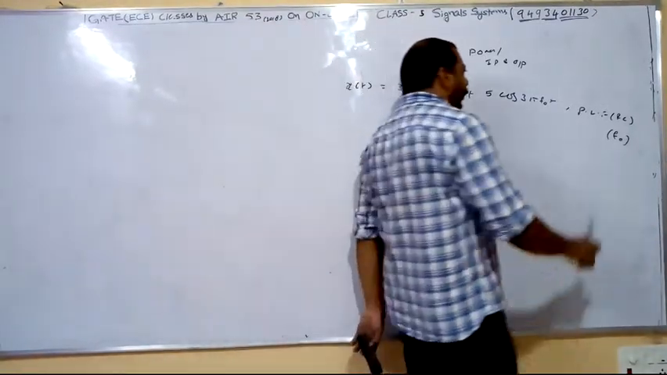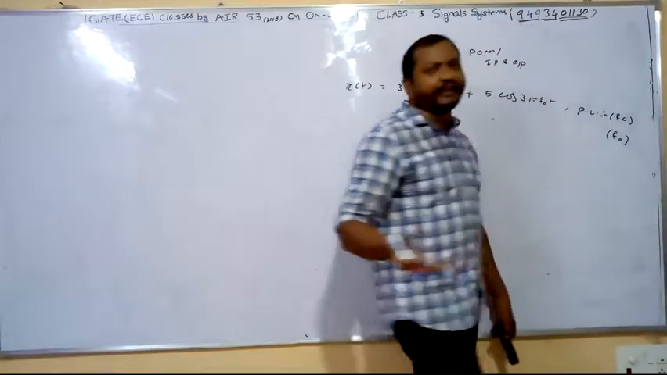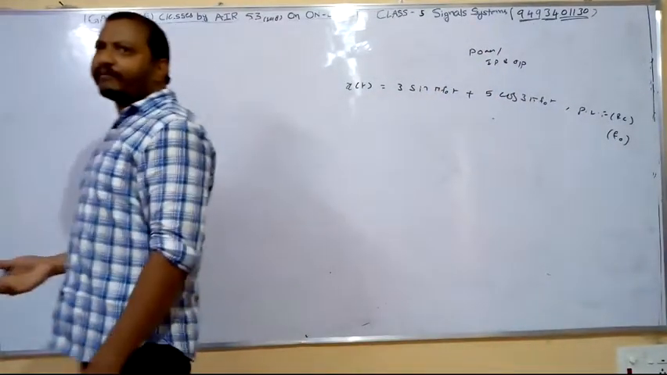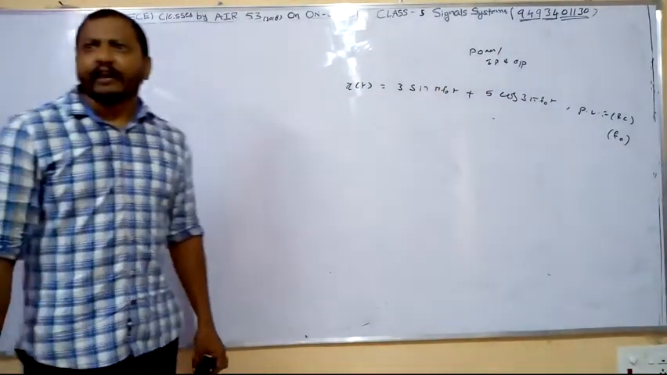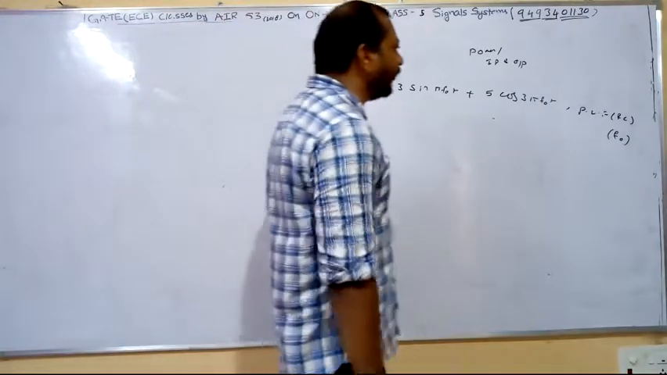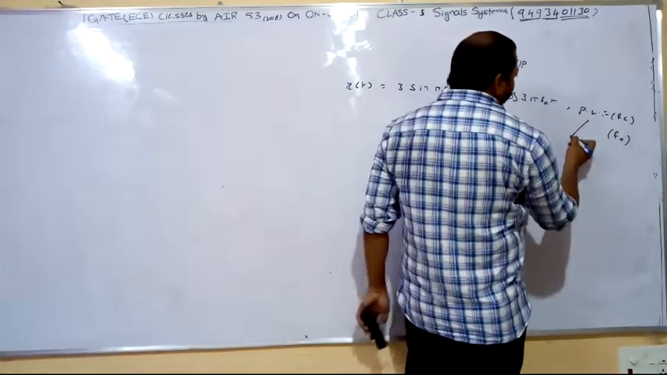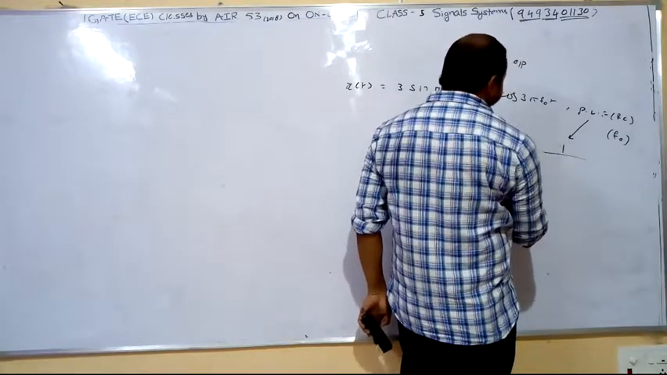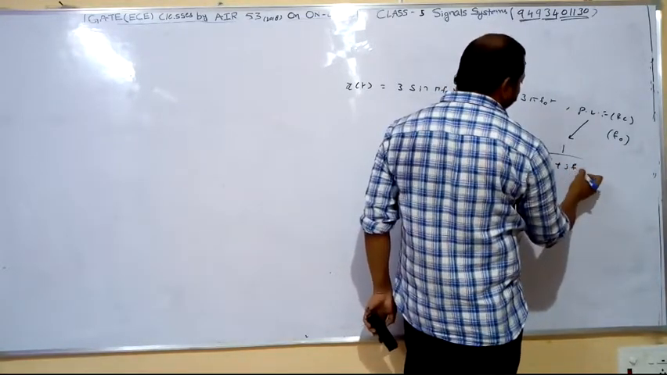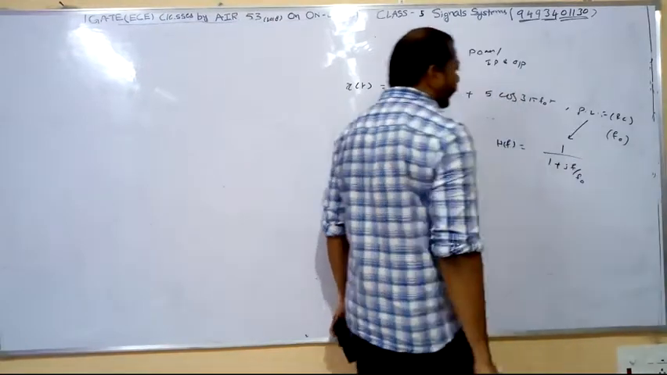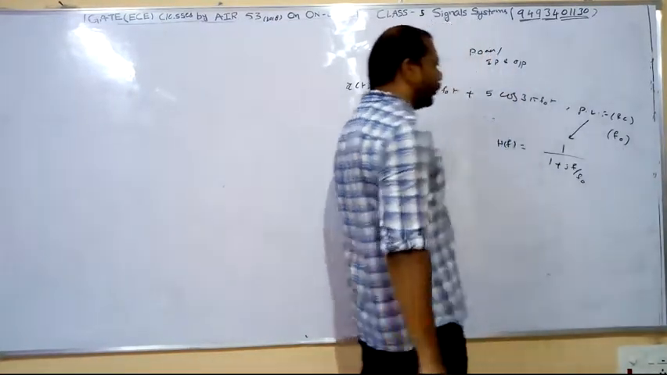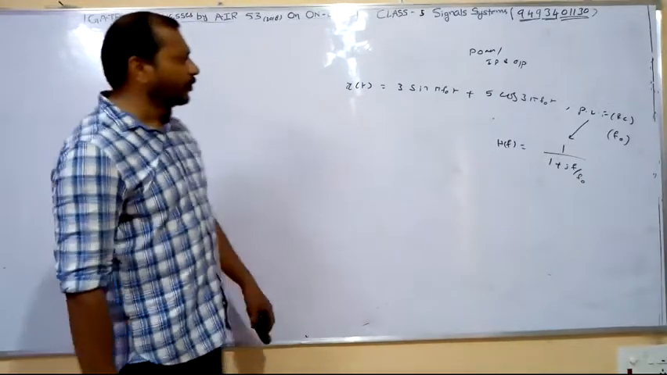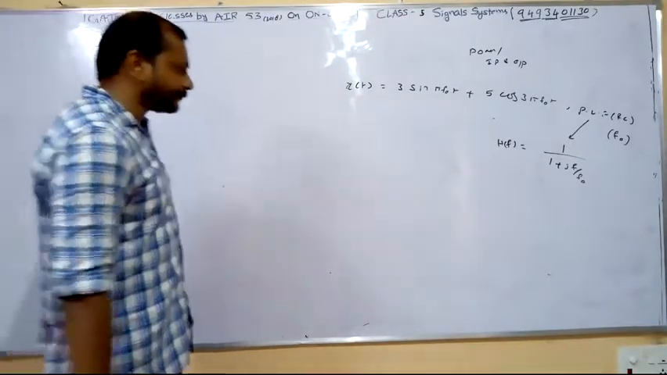Here, what is important is that they did not mention anything about the transfer characteristics of the filter. Instead, they have given a practical low pass RC filter. Low pass RC filter means immediately you have to write the corresponding h of f is equal to 1 by 1 plus j f by f naught, where f naught is the cutoff frequency they have given, which is equal to 1 by 2 pi rc.